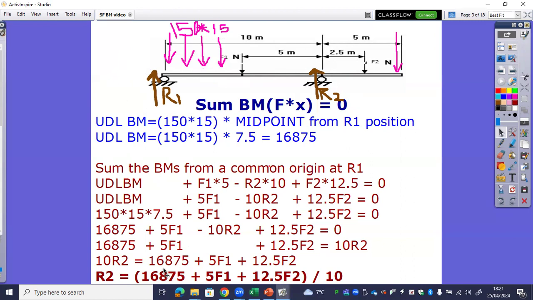So the first way we're going to generate that is to look at the bending moments of this beam. So bending moment from a reference point is force times distance. And we can generate an equation for R2. The bending moment acts in the middle. We can generate an equation for R2. And if we know what F1 and F2 is, we can work out what R2 is.